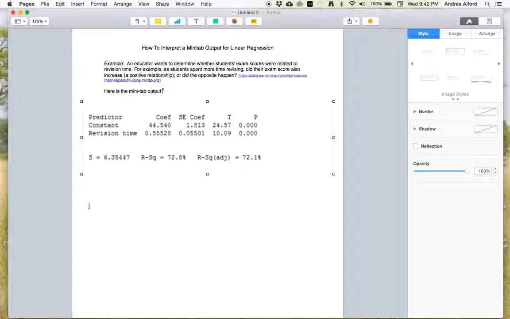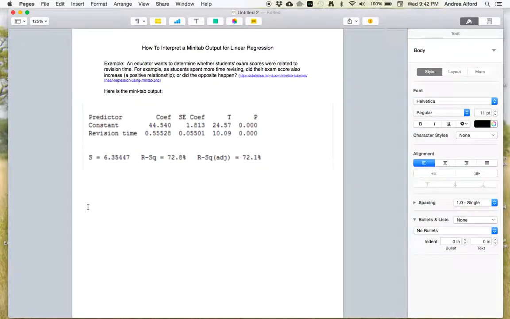Okay, so what we're trying to do here is figure out how to interpret a Minitab output for linear regression. So here's our example. An educator wants to determine whether students' exam scores were related to revision time. For example, as students spent more time revising, did their exam score also increase? A positive relationship, or did the opposite happen?